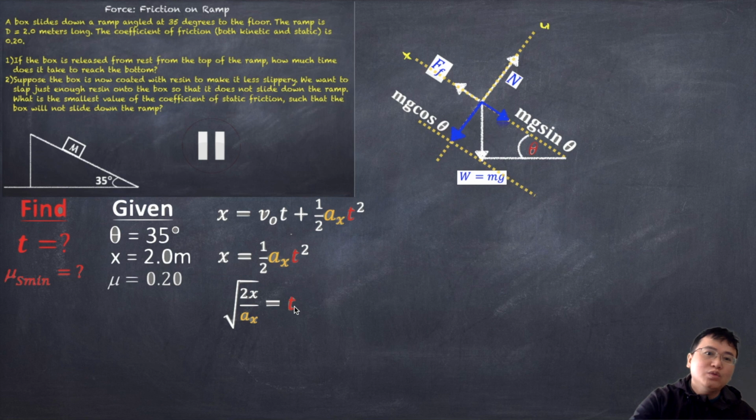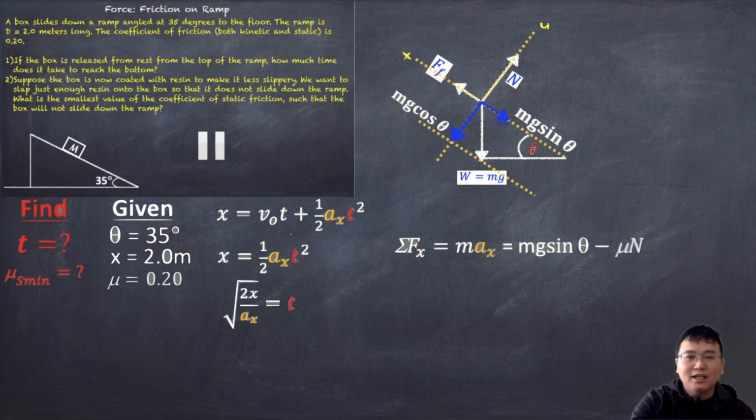The issue here is we don't have the acceleration down the incline. So we need to use Newton's second law to figure that out. Newton's law always gives us the acceleration. With the acceleration, you can pretty much solve the problem here. So let's go to Newton's law.